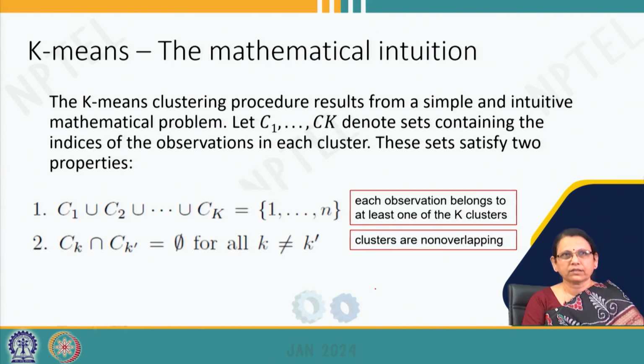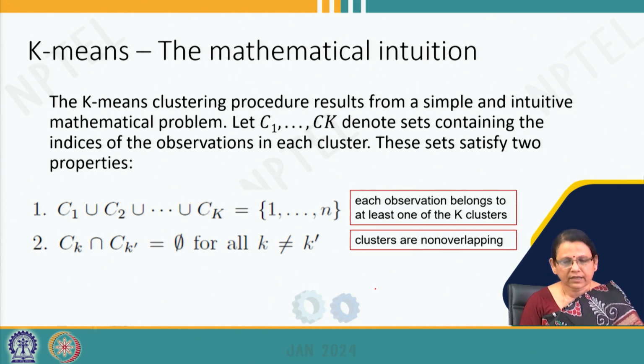Now, what is the foundation for k-means? This k-means clustering procedure results from a very simple, intuitive mathematical problem. Let C1 to Ck denote the sets containing indices of the observations in each of the clusters. This set satisfies two properties. What are these C1 and C2 up to Ck? They are the clusters containing the points.